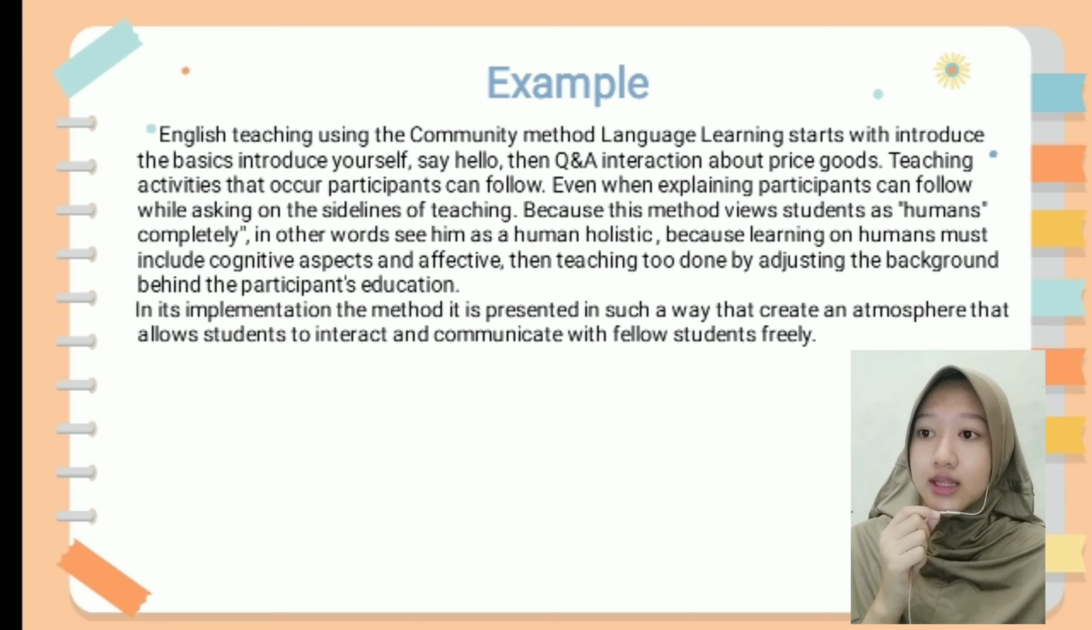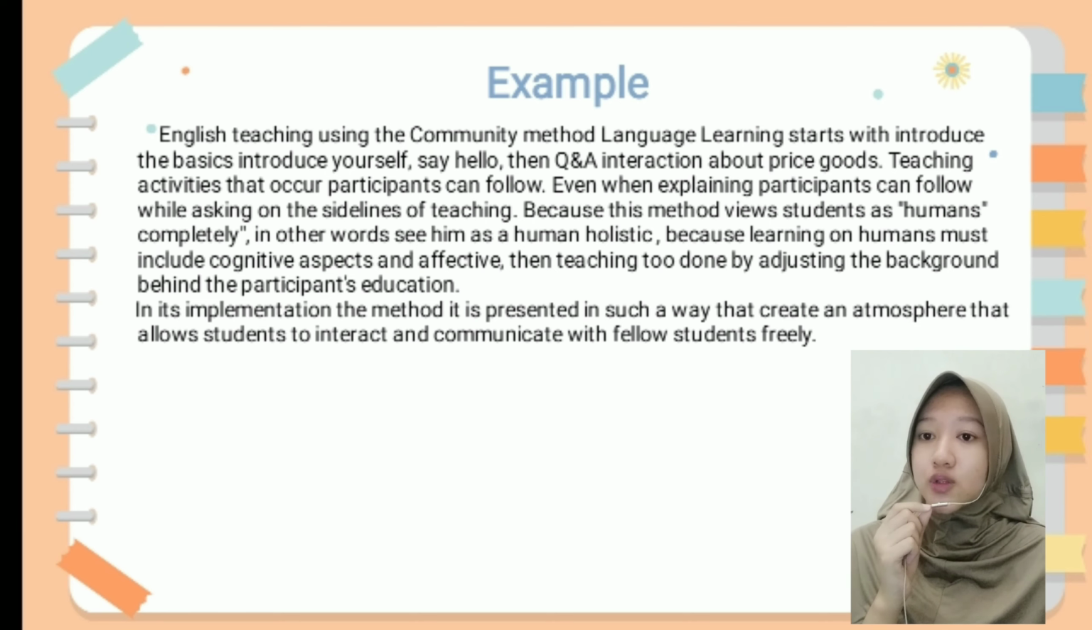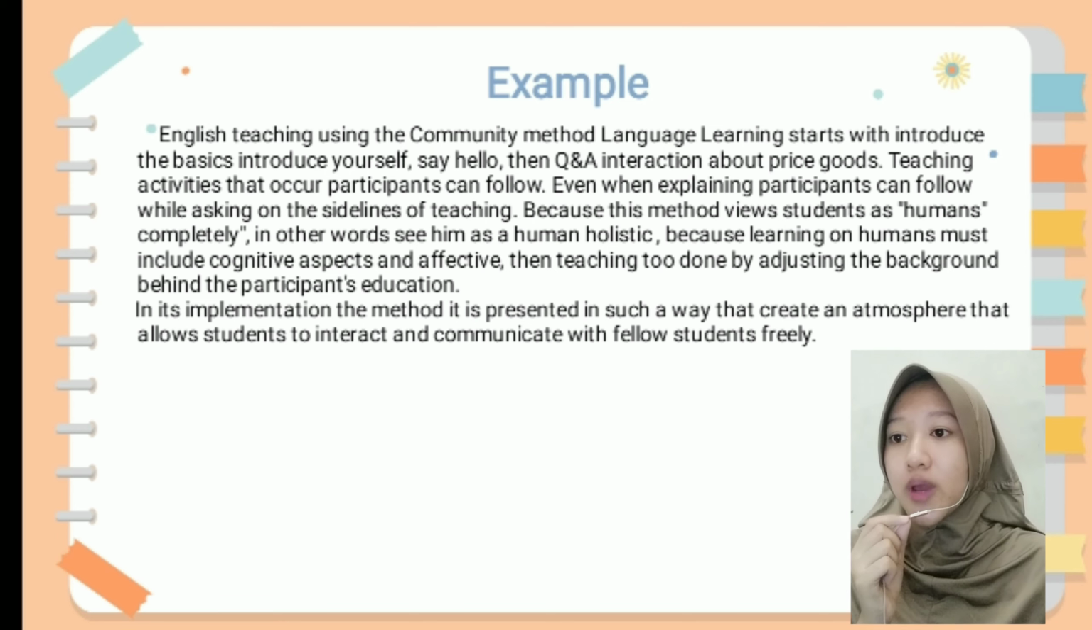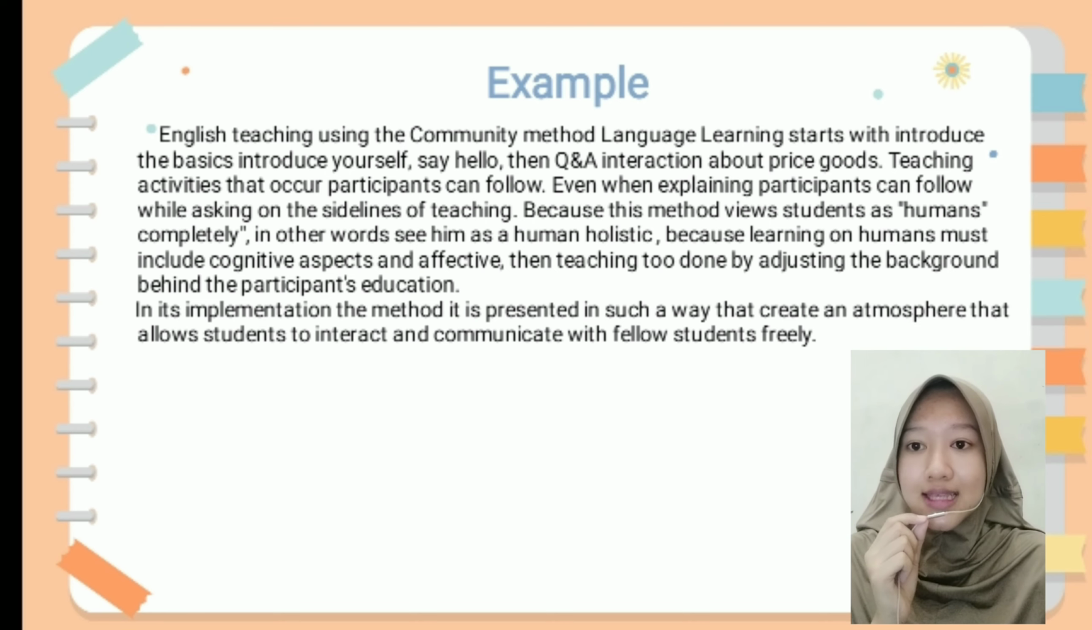For example, English teaching using the community language learning method starts with the basics: introduce yourself, say hello, then Q&A interaction. Participants can follow the teaching activities, even when explaining, because this method views students as whole human beings, in other words holistically. Learning in humans must include both cognitive and affective aspects.